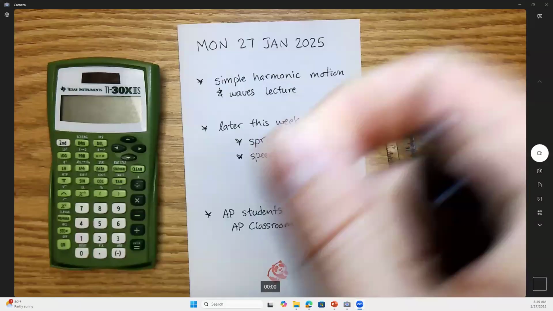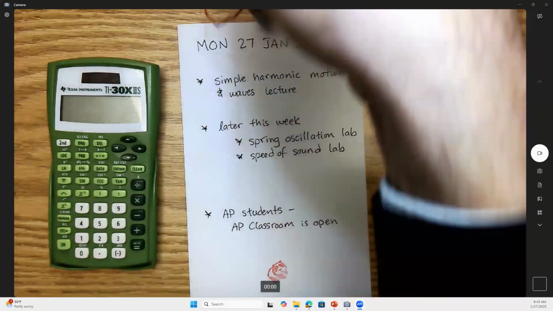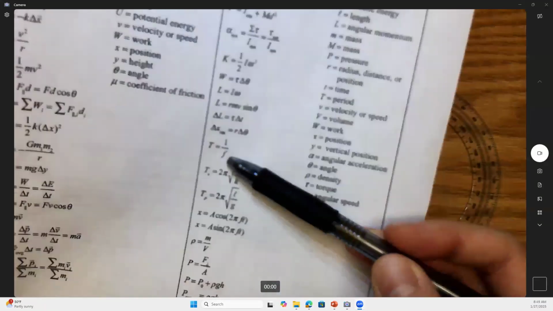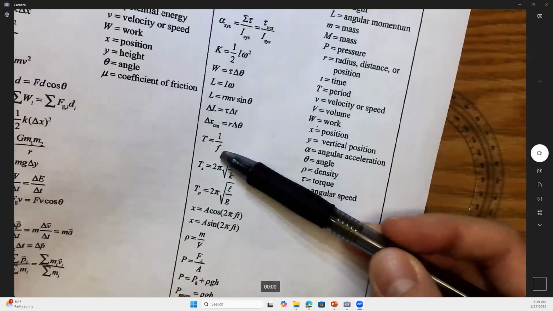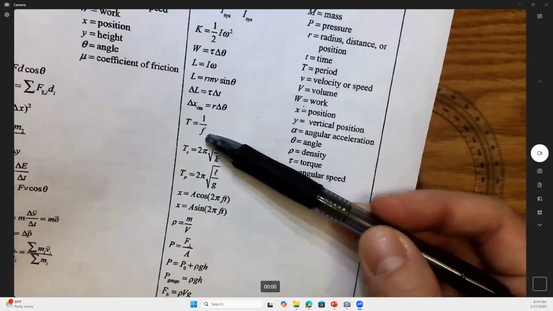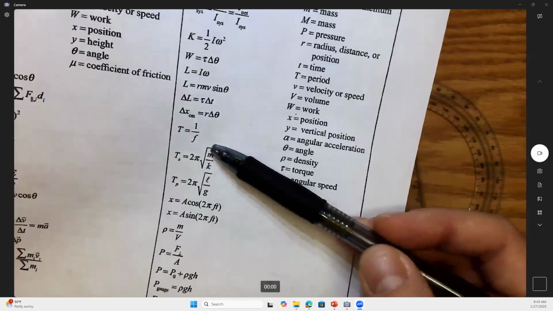Like how much time does it take this to go back and forth once? Like what we did last week, right? What do you guys think the f stands for? Oscillation. Okay, it has to do with oscillation. It starts with an f. Frequency. Yeah, frequency. Those are reciprocals of each other, do you see that?